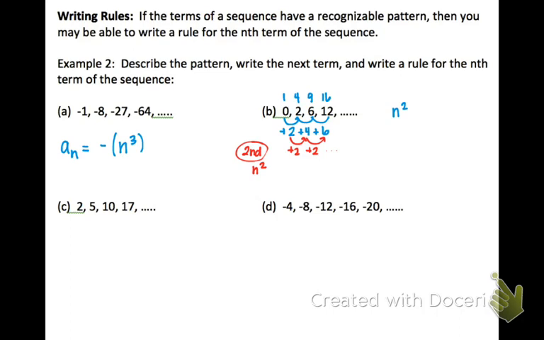I look at that and I say, okay, to get from 1 to 0, I'd have to subtract 1. To get from 4 to 2, I would subtract 2. 9 to 6, I'd subtract 3. 16 to 12, I subtract 4. I notice that what's happening is I'm subtracting the term number each time. When it was the first term, I subtracted 1. The second term, I subtracted 2. The third term, I subtracted 3. What is it that stands for the term number? That's what n represents. We take n squared and we subtract n from it. And that's how we get our sequence here.